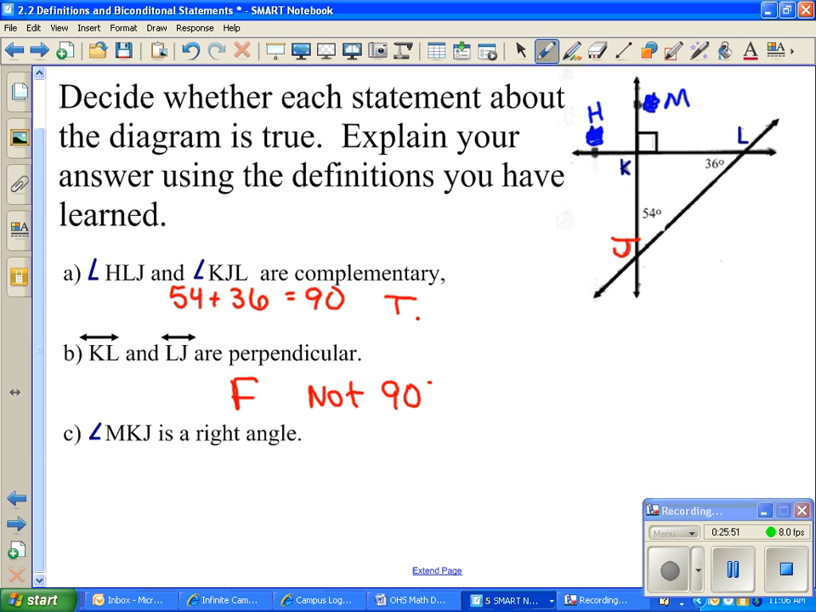All right, is the angle MKJ a right angle? MKJ. No, it's a straight angle, right? So false. Or it equals 180 degrees. Either way. But as long as you can explain it and determine whether it's true or false, you're using definitions to help you rationally think through things.